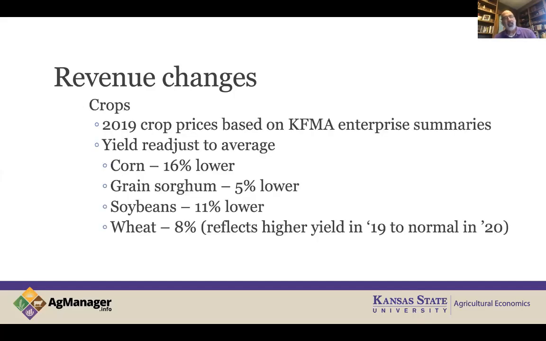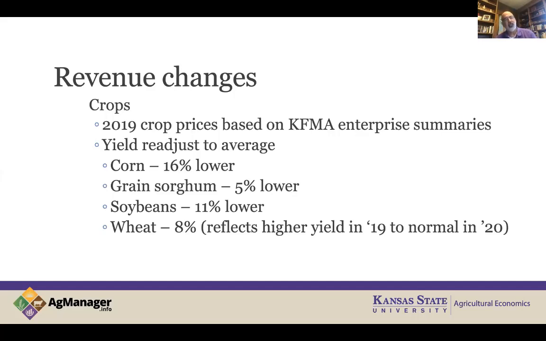On the crop side, kind of the same situation. Again, we started with prices from our KFMA enterprise studies, which I believe are our Ag Manager right now, I think, Kevin, yes. And we used those as the starting point here. And then I talked to Dan O'Brien, and he gave me some prices for what he projects is going to happen in the coming year. And then I adjusted the yields accordingly so they would match the five-year average yields across crop reporting districts.